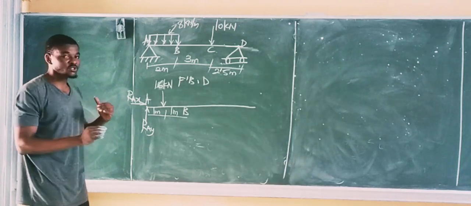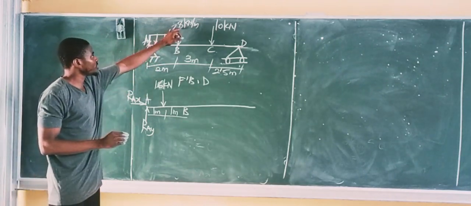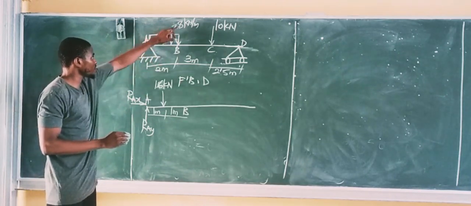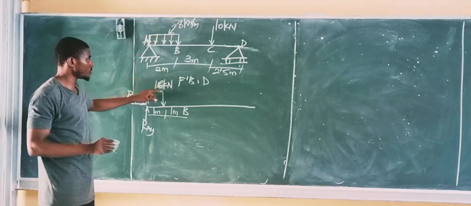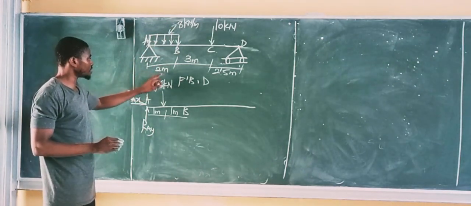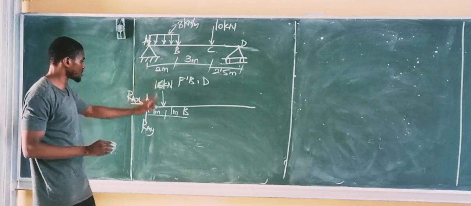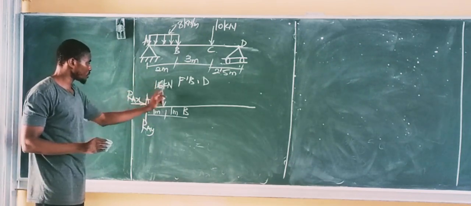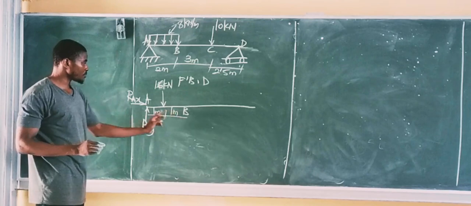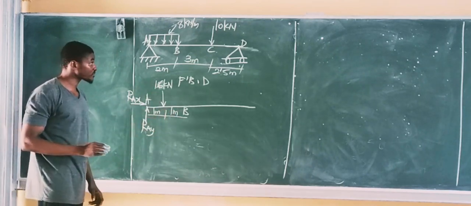Alright, so to convert the UDL to a point load, you simply multiply the UDL intensity by the length. So it becomes 8 times 2, that's 16 kilonewtons. Then place it at the middle of the length. So 2 divided by 2, 1 meter. So that's the middle. From A to the point load is 1 meter. From B to that same point load is also 1 meter apart.